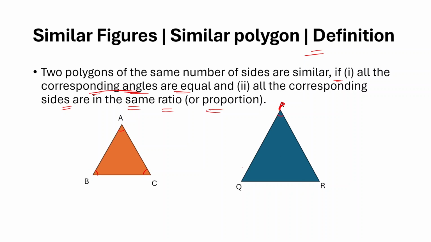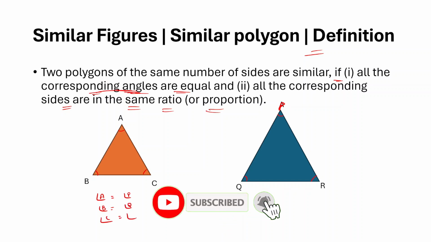Okay, angle PQR. First thing is, in order to compare two polygons, both have to be of the same size. In this example we have three sides, and what they are saying is all the corresponding angles have to be equal. For example, angle A equal to angle P, angle B equal to angle Q, and angle C equal to angle R. This has to be satisfied. At the same time, all the corresponding sides are in the same proportion.